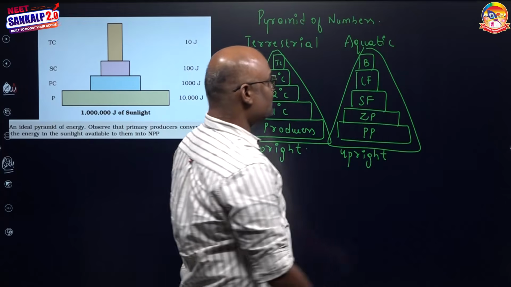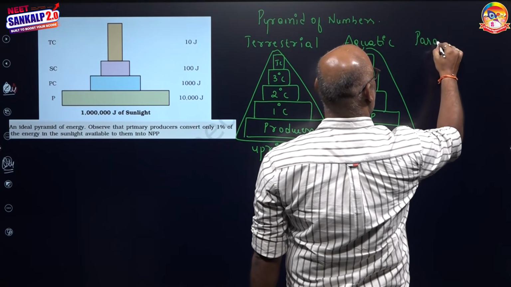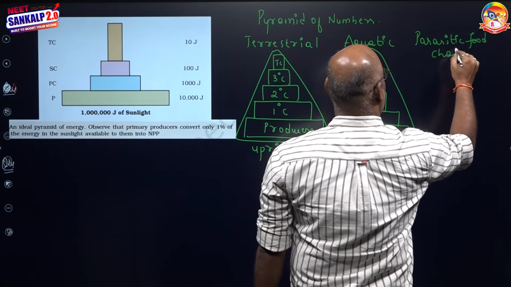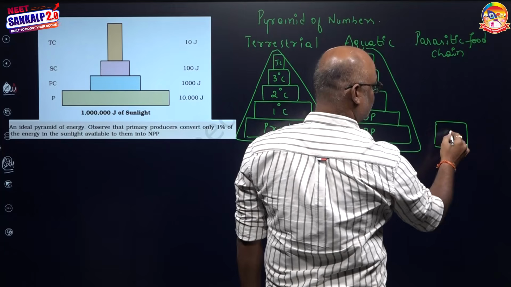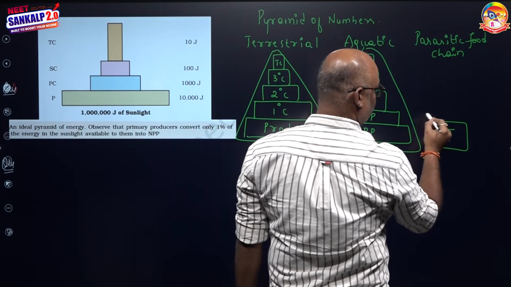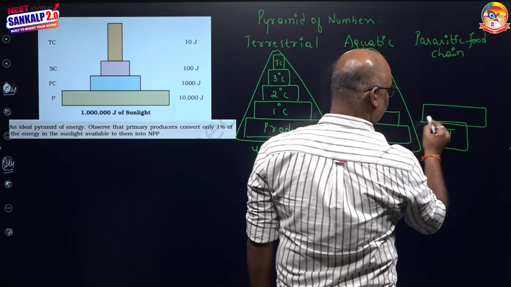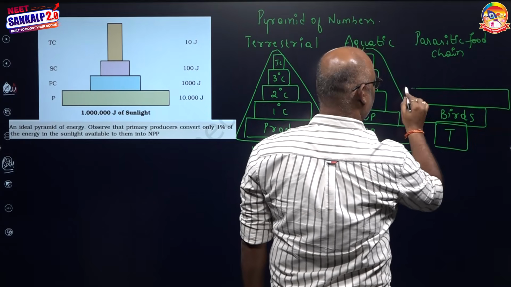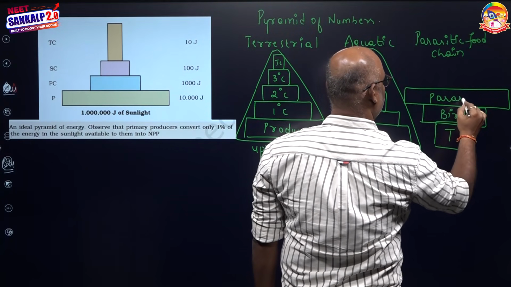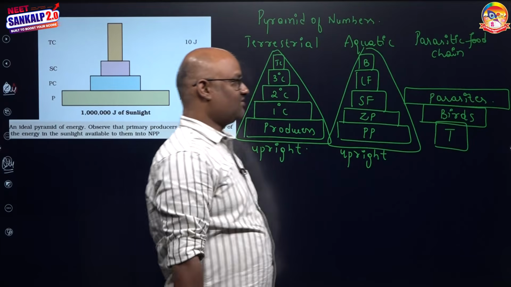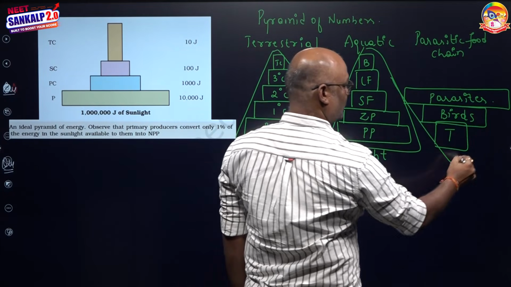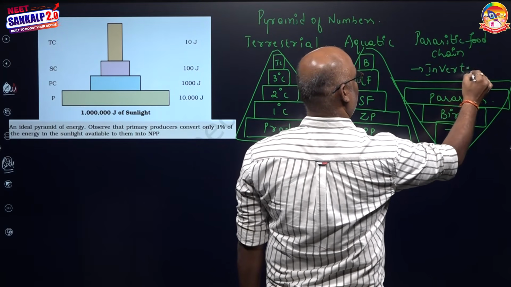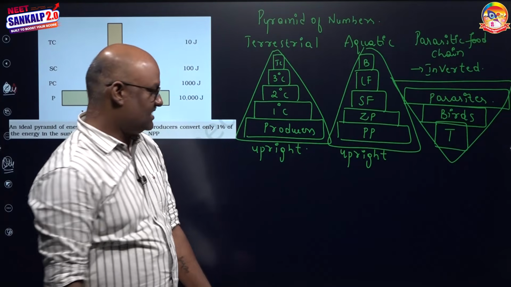Pyramid of number for parasitic food chain, very important. So what is a parasitic food chain? Here there is a tree, and on the tree there are small birds, and on these small birds there are parasites. There are so many parasites on these birds. So this parasitic food chain gives an inverted pyramid. The pyramid of number for parasitic food chain is inverted.